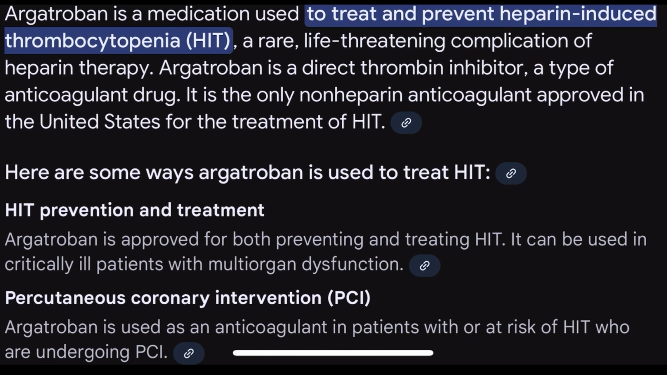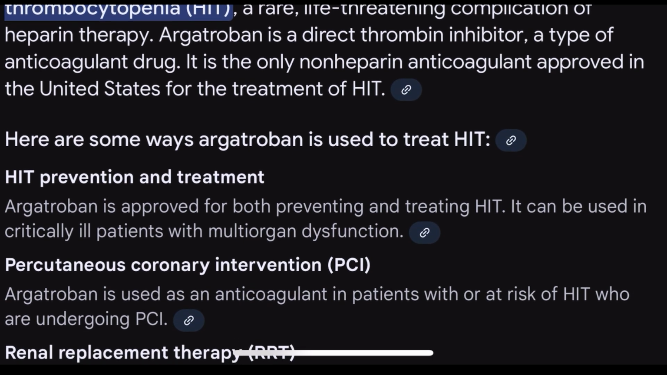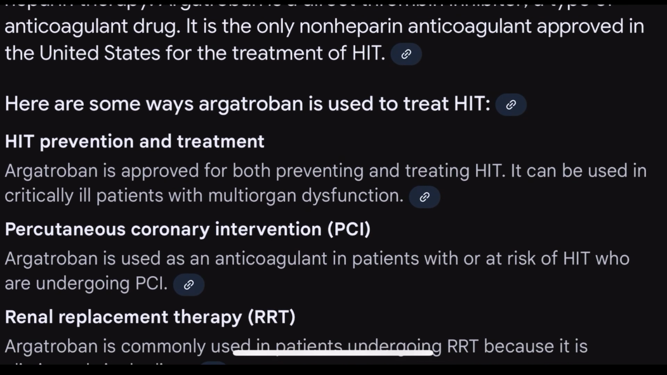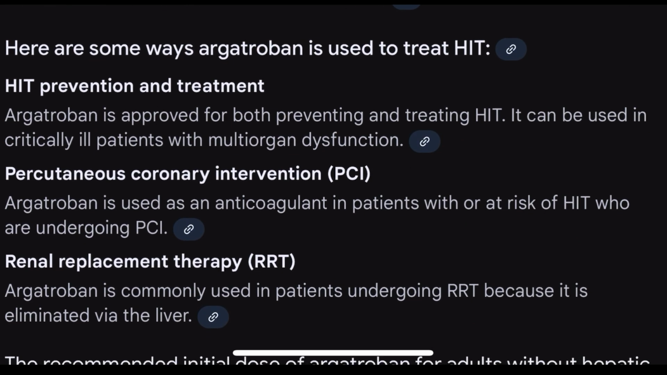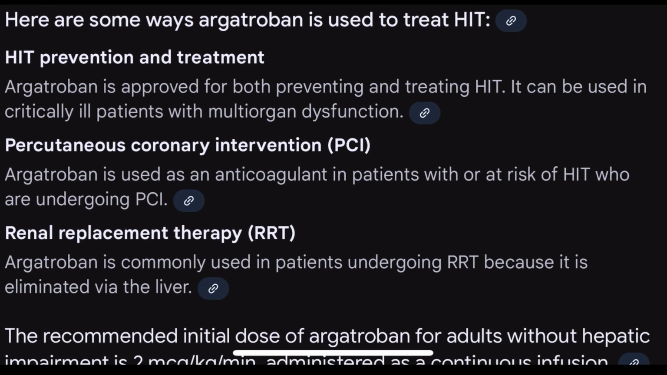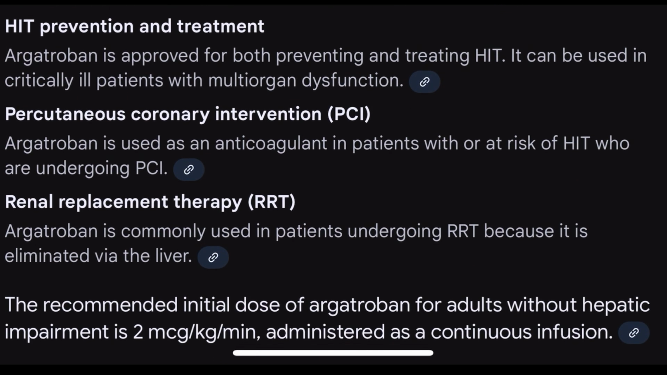1 milligram per kilogram sub-Q every 8 hours is for knee or hip replacement DVT prophylaxis. This argatroban can be used in patients with a history of HIT. It will require hepatic adjustment. It can cause an increase in INR levels as well.